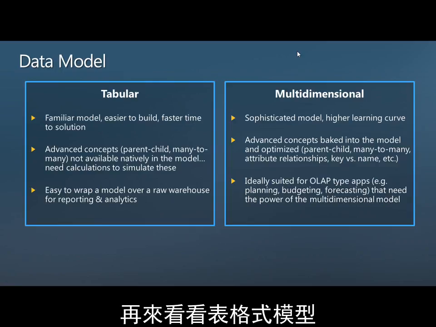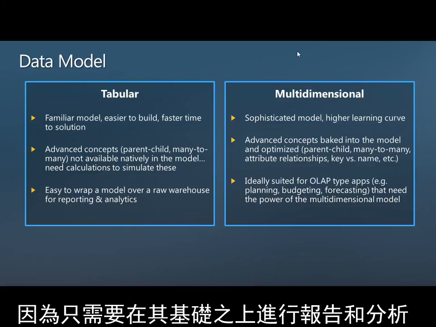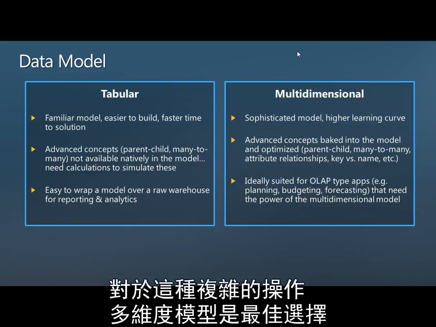A classic case where you want to use the tabular model is when you just want to wrap a model around your data warehouse, because you just want to do reporting and analytics on top of it. For multidimensional, if you want to do planning, budgeting, forecasting, data mining, when you want that sophistication, then multidimensional is the way to go.